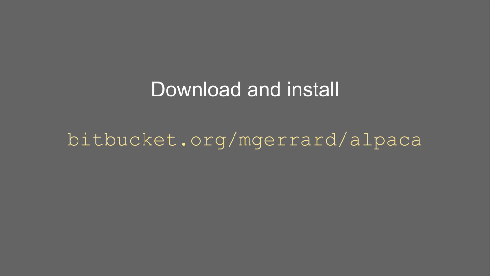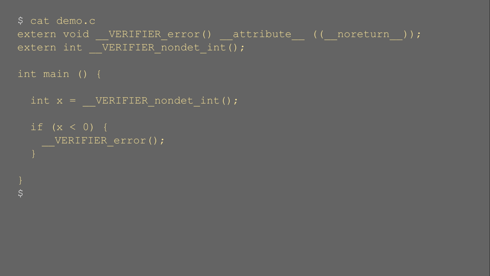ALPACA is a command-line toolset that can be downloaded from the displayed link and installed on a Linux machine. Assuming you have ALPACA installed and are in its repository's base directory, you can change to the examples directory and you will find a file named demo.c. Before running ALPACA over this program, let's see what's in it. ALPACA will be searching for the reachability of the call to verifier error.